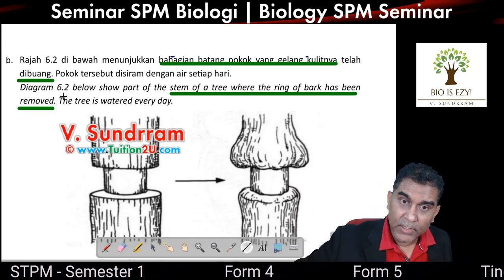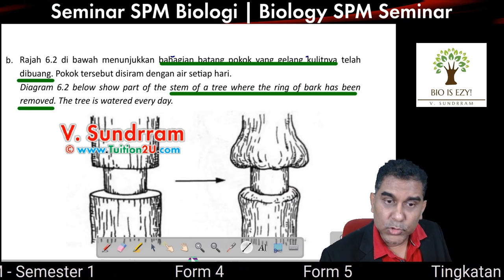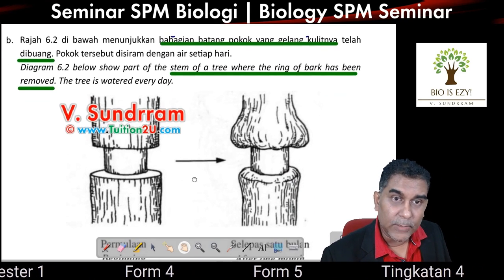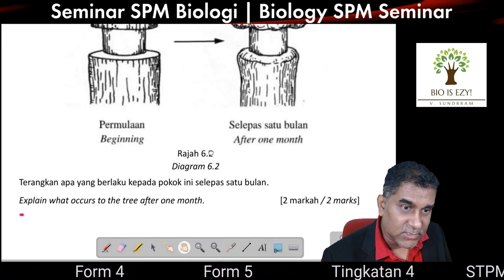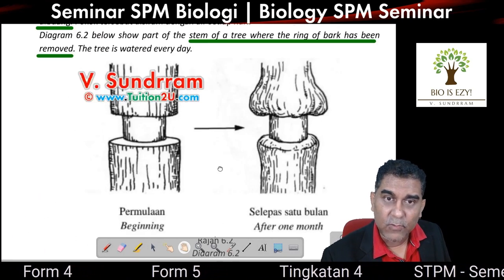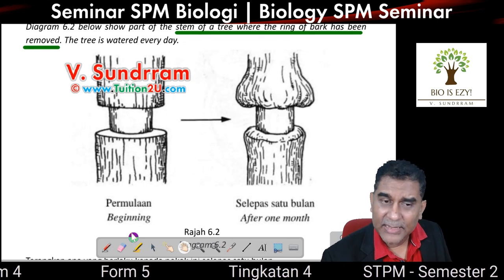That's what you're learning here. So, the ring of bark has been removed. The plant is watered every day. The question is, what happens to the plant after 1 month? The answer is in the diagram.